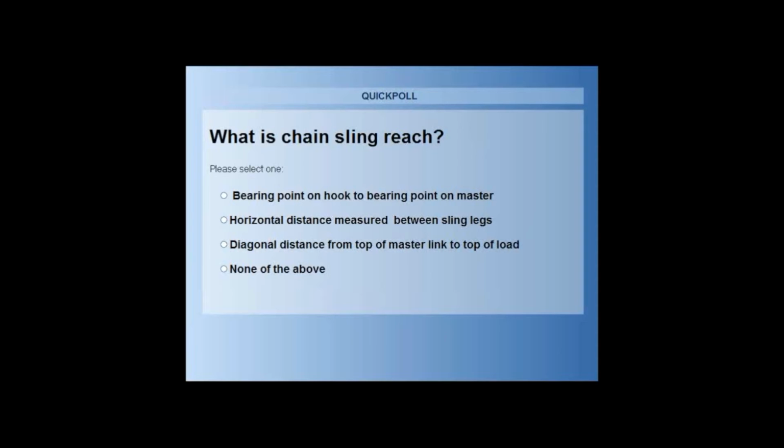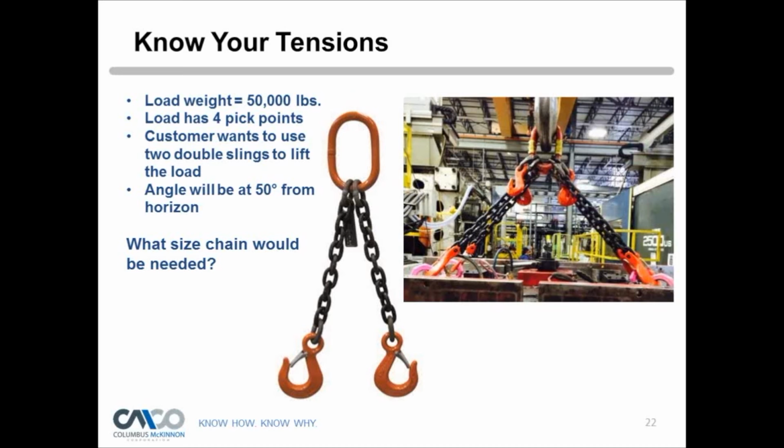So it looks like, Peter, we are divided. 83% think bearing point on hook to bearing point on master, 14% think diagonal distance from top of the master link to top of the load, and 5% think none of the above. Can you share the answer with us? Yep, it's bearing point of the hook to bearing point of the master. That would be the chain sling reach. Perfect. Thank you, Peter.